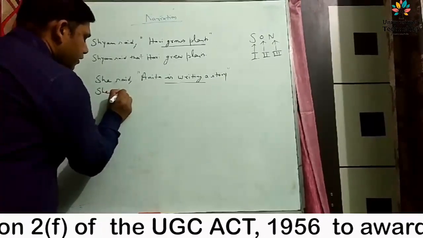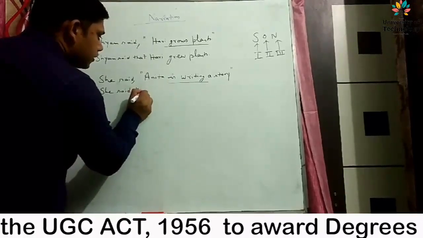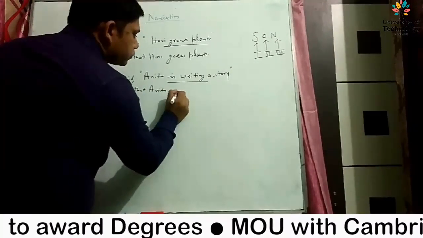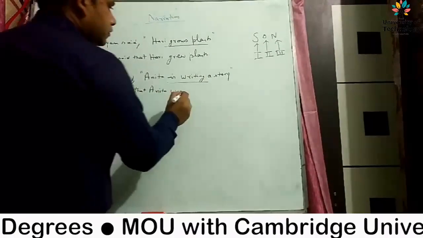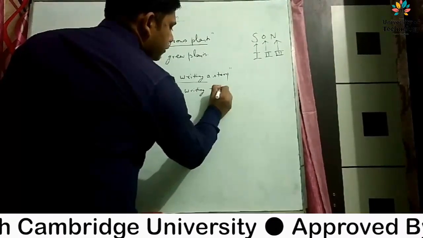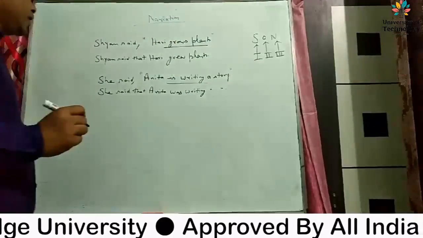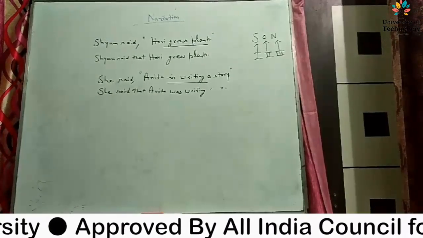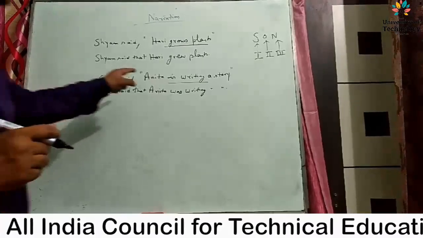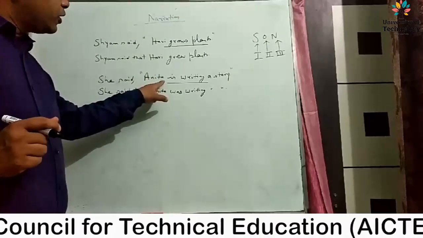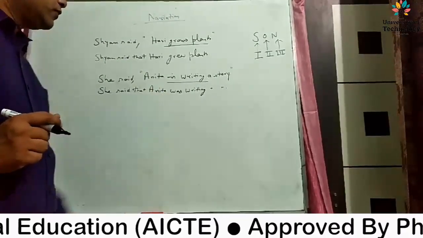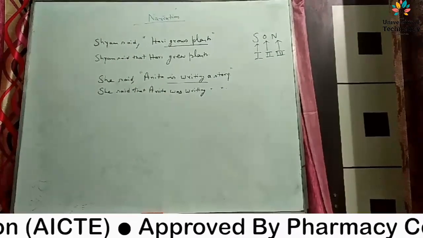She said that Anita was writing a story. Okay, she said that Anita was writing a story. The tense belongs to present continuous, and present continuous will be changed into past continuous. Okay, this one.